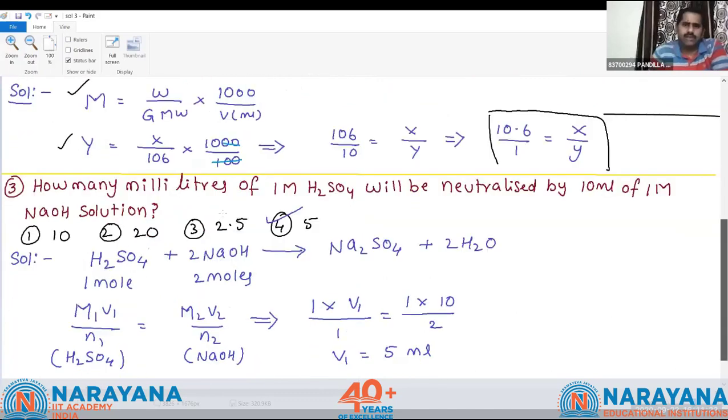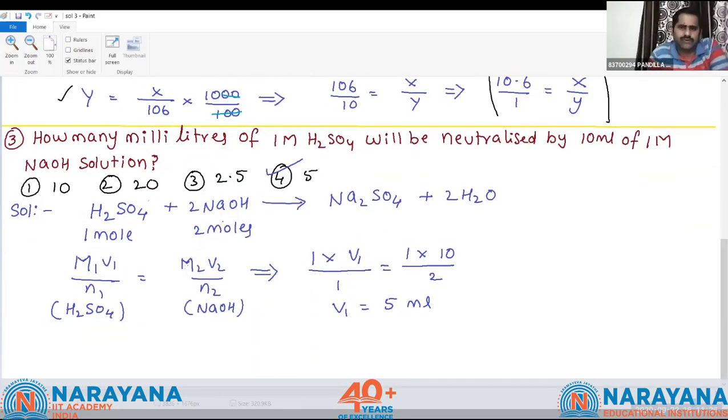That is question number 3. How many milliliters of 1 M H2SO4 will be neutralized by 10 ml of 1 M NaOH solution? For that, students, I used the neutralization formula: M1V1 by n1 is equal to M2V2 by n2. For that I wrote a balanced equation.